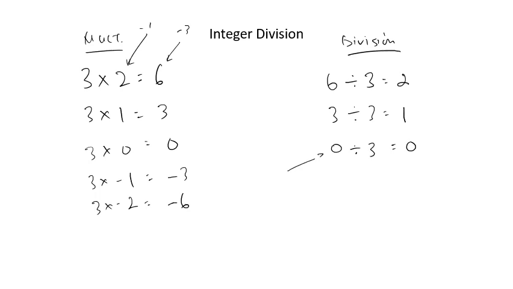And so now we can see the same pattern is applying here. This is decreasing by 3, and this is decreasing by 1. So now this becomes negative 3 divided by 3 equals negative 1.